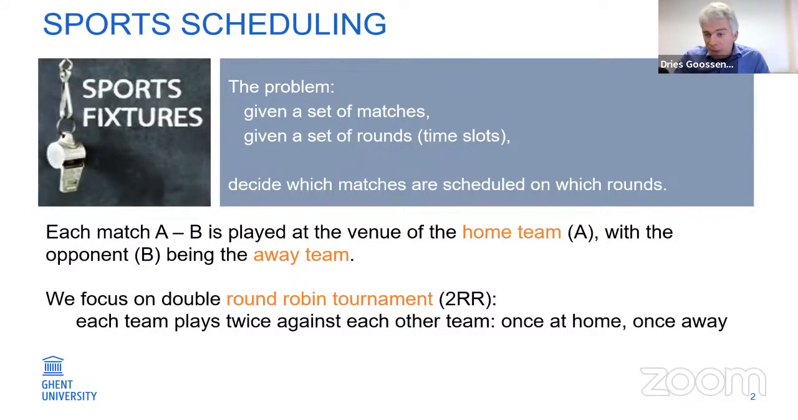There is the knockout tournament, which is well known from Grand Slam tennis, for instance, where, well, if you lose one game, you're out. There are all kinds of hybrid tournaments. There is a Swiss tournament and so on. So the tournament determines the set of matches that need to be scheduled. And you also get a set of rounds. Rounds are time slots, typically weekends. And the sports scheduling problem in general is to decide which matches are scheduled on which rounds.